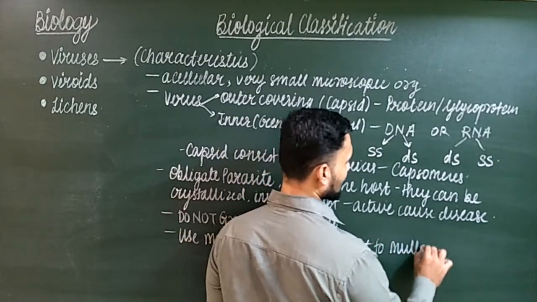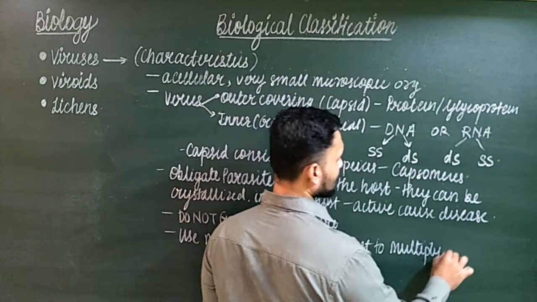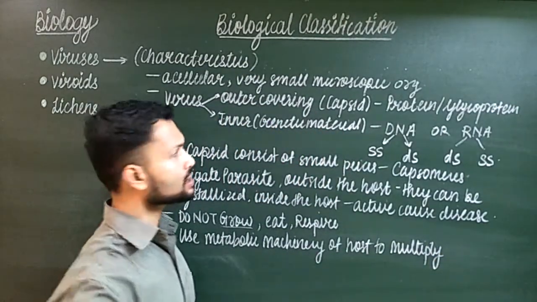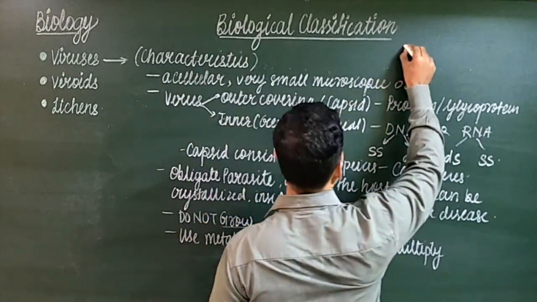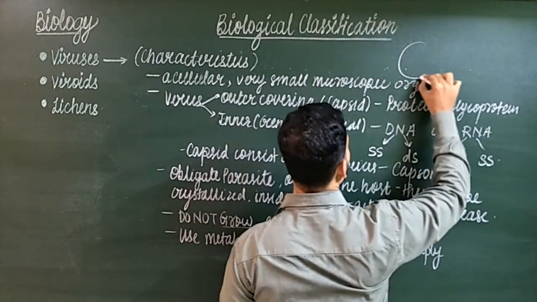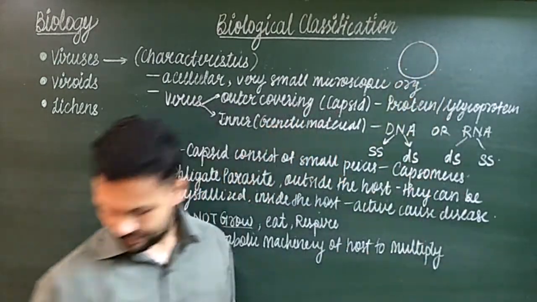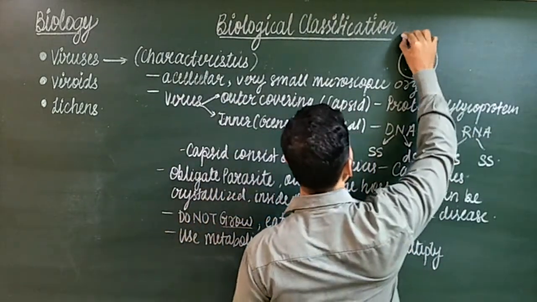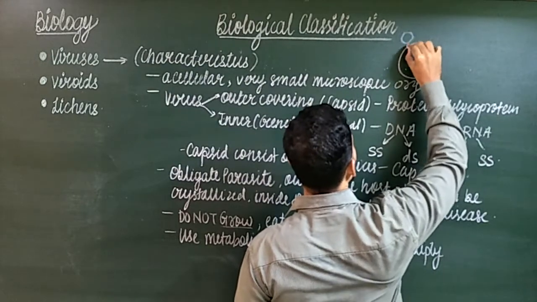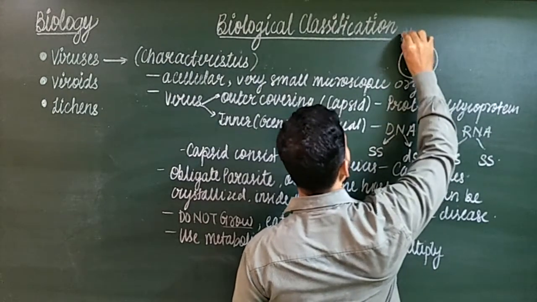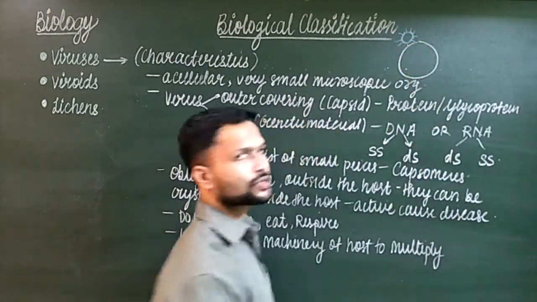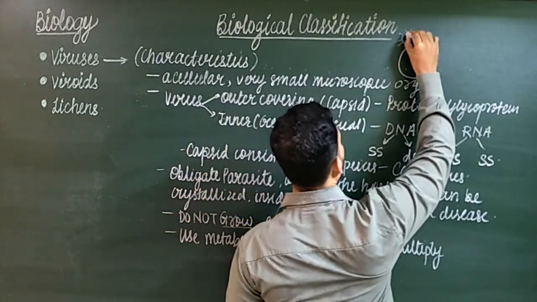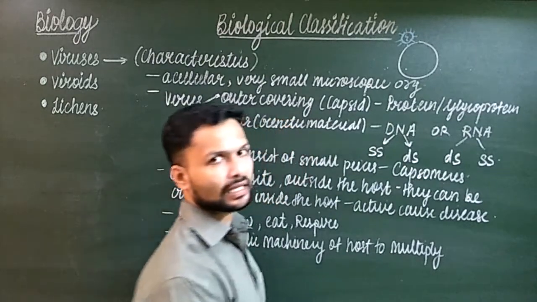So the host cell's organelles are used by the virus to develop itself. Let me just give you a short example. Now suppose this is a cell, and we'll take a different chalk for that. Suppose this is a virus. These are its knobs, or the antigen sites we can say, on the capsid, and this is the genetic material.